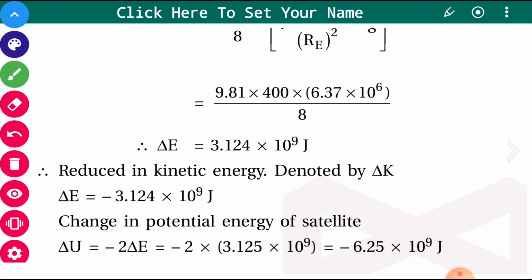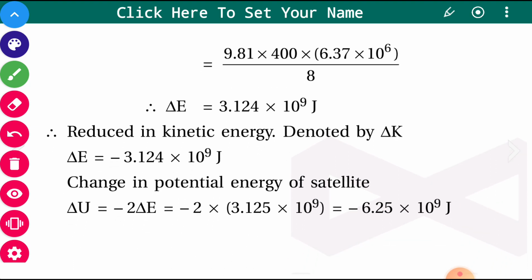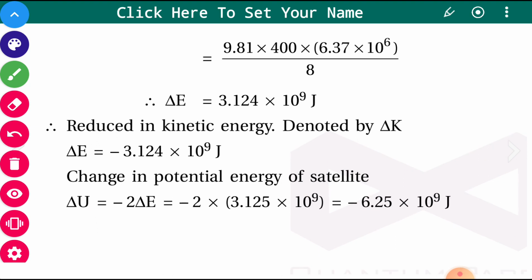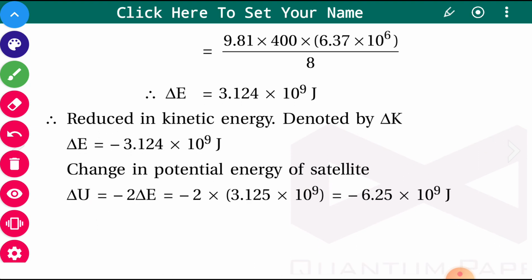All the values are known to you, just simplify, and you will get delta E, that is the change in energy, which will be 3.124 into 10 raised to 9. Now the reduction in kinetic energy is denoted by delta K. There is a change in potential energy, so there will be a reduction in kinetic energy, that is minus 3.124 into 10 raised to 9.